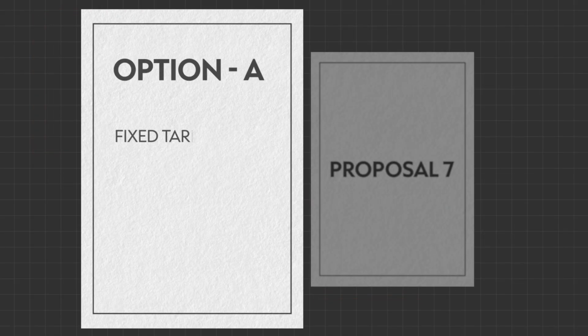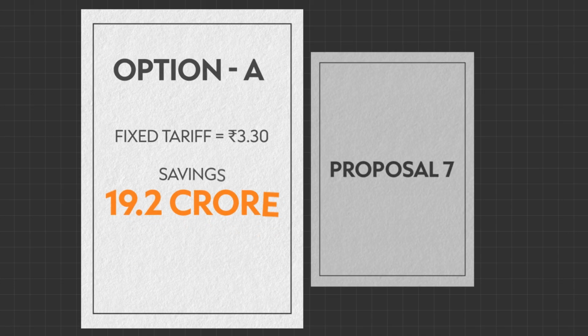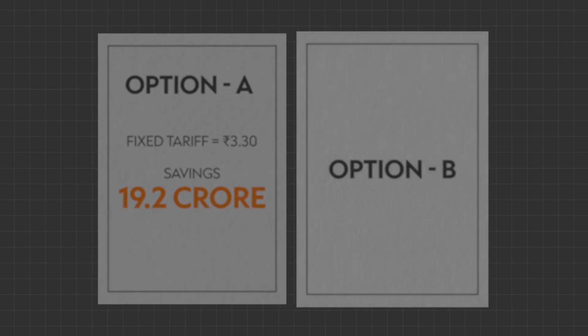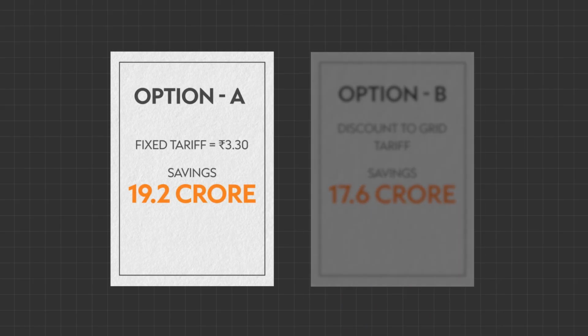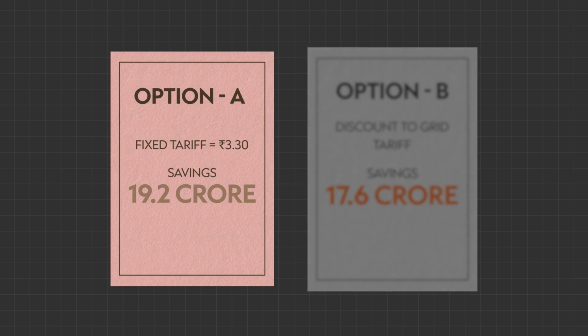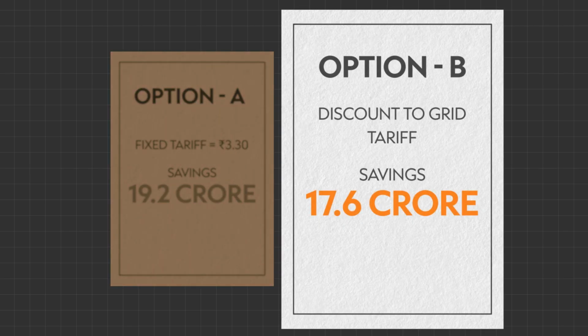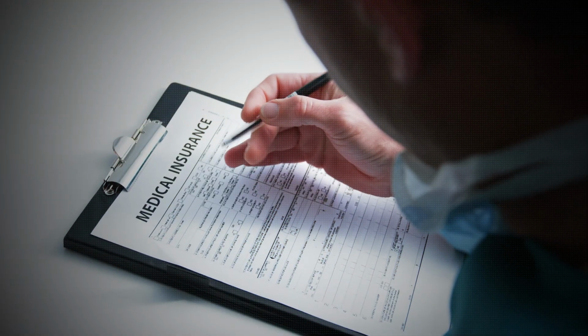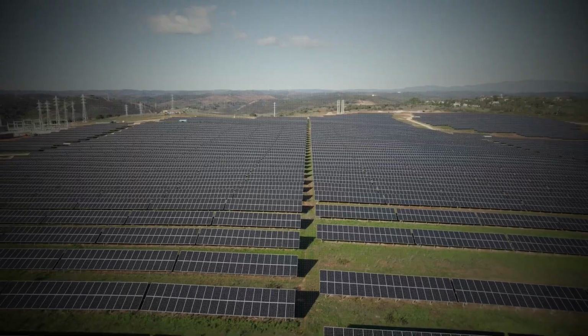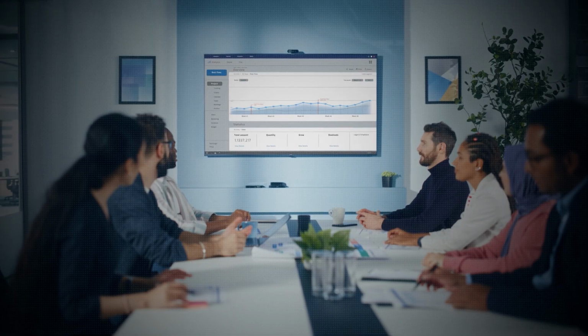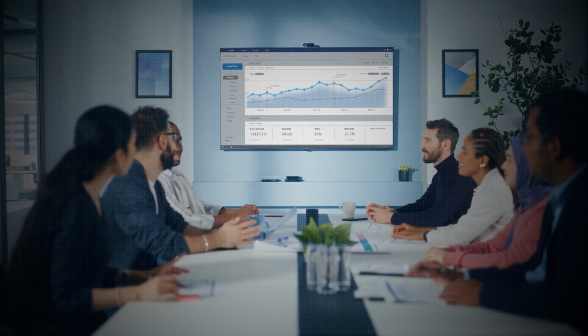Option A, go for a fixed tariff of 3.3 rupees, offering a saving of 19.2 crore. Option B, offering a saving of 17.6 crore, but it was a discount to grid tariff. It was obvious to choose option A, but it wasn't, because in option B, he was getting a hedge throughout the life on the open access charges. It's like buying an insurance premium to get a hedge against any of the risk. He got confused and had to prove to the board which is the apt structure to go for.